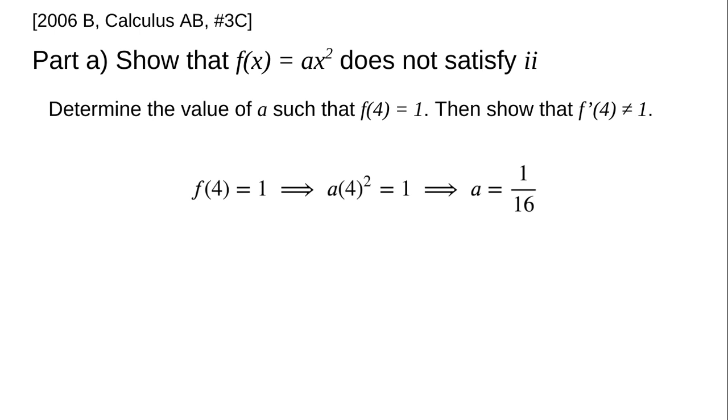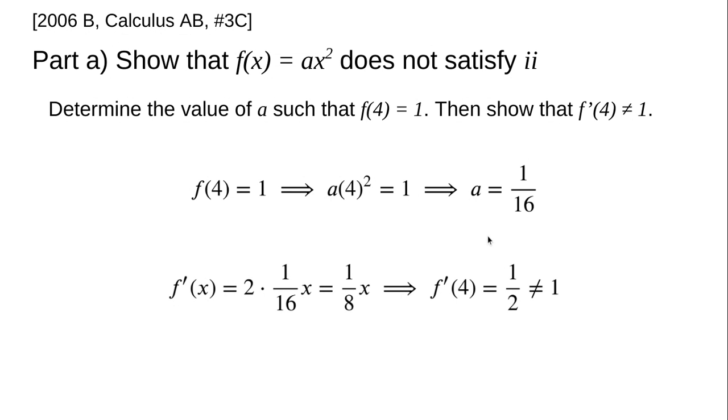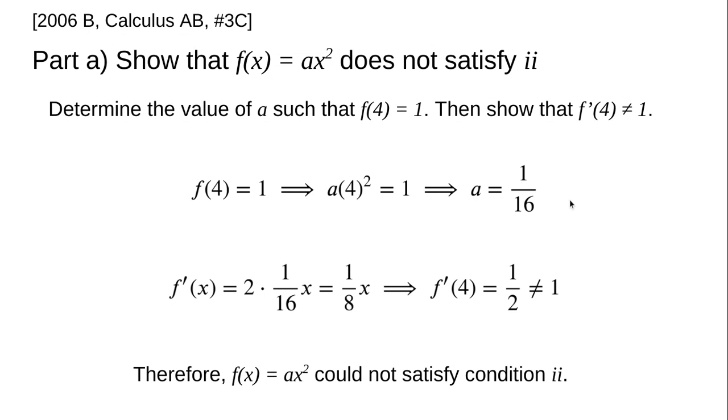If a is 1/16, this has certain implications for f prime. F prime of x would be 2 times 1/16 times x, which is 1/8 times x. And at 4, f prime of 4 would take the value 1/2, which is not equal to 1. And therefore, f of x equals a times x squared, no matter what a is, could not possibly satisfy the second condition.